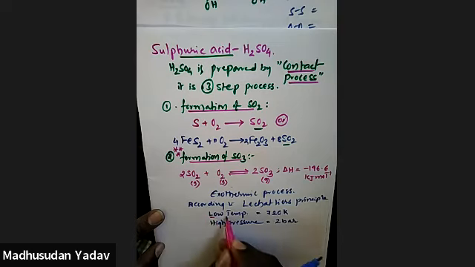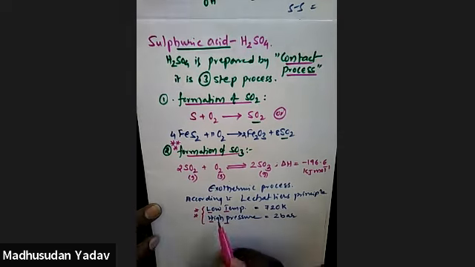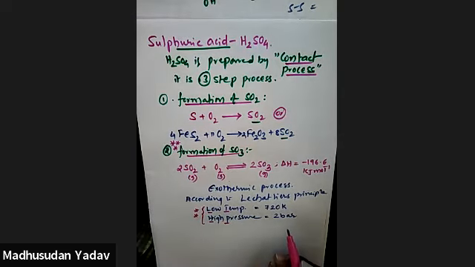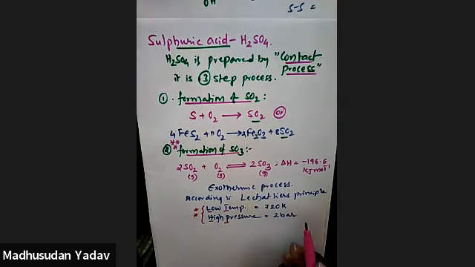So this is a very, very important point. Not high temperature and low pressure. Low temperature and high pressures are the favorable conditions for the formation of sulfur trioxide. Okay.